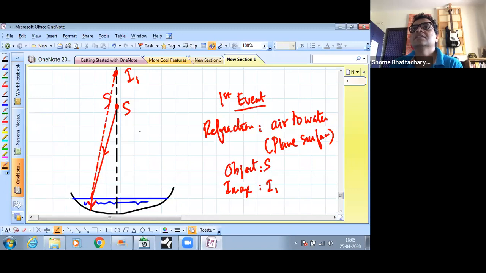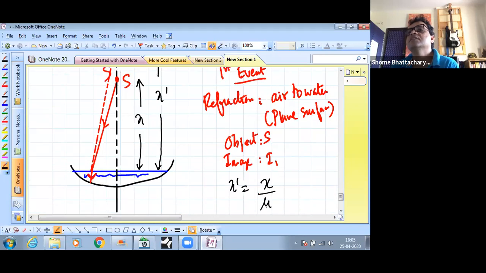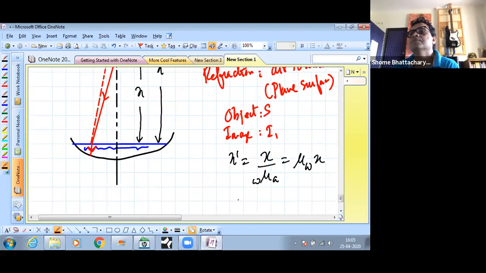Okay. So further now if I label this distance here as X, that is the real depth, and label this distance as X prime, that is the apparent depth. So I should get the formula that the apparent depth is equal to real depth divided by refractive index of air with respect to water, because the refraction, remember, is from air to water. So that is the same thing as refractive index of water into X. So I get the relation that this X prime is equal to 4 by 3 times X. That is my first formula.